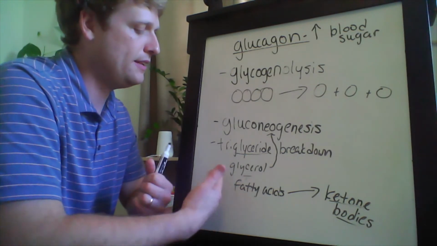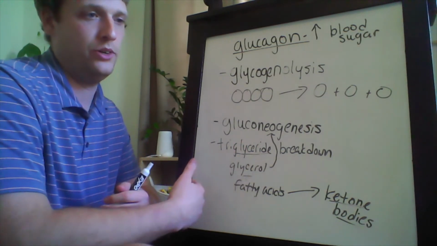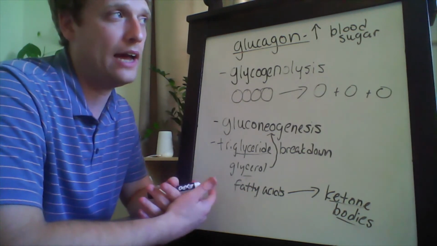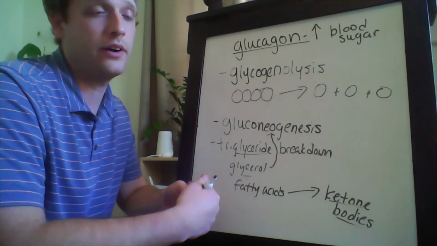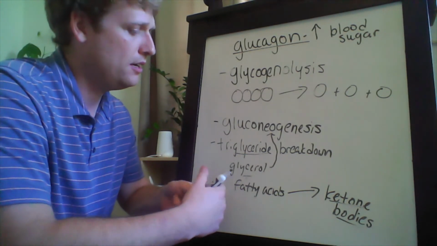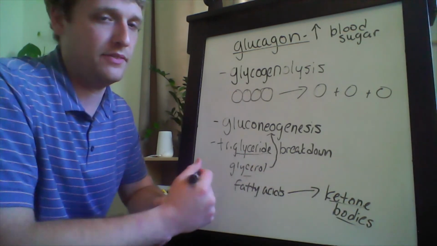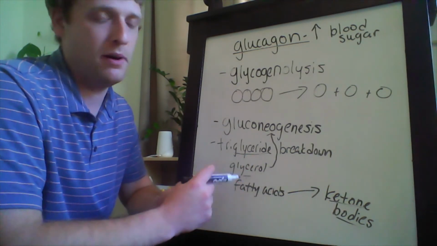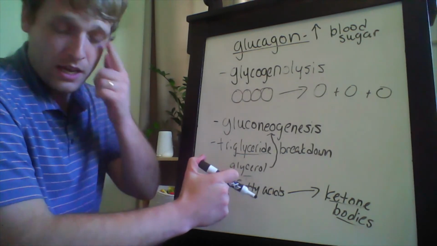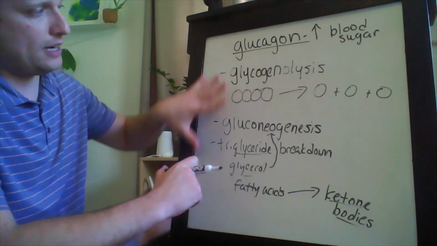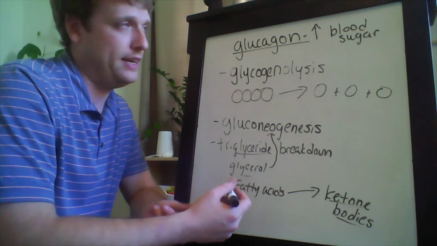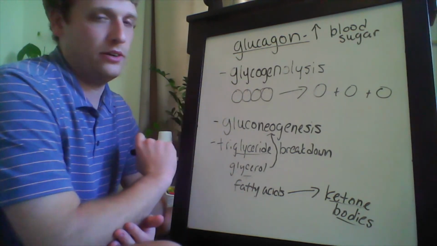So in the case where you are starving, or if you are on a low-calorie diet, or if you're just eating lots of fats and not so much carbohydrates, you can produce lots of ketone bodies, and that'll keep up with your energy production needs. These will be the different processes that are going to be stimulated by glucagon release.